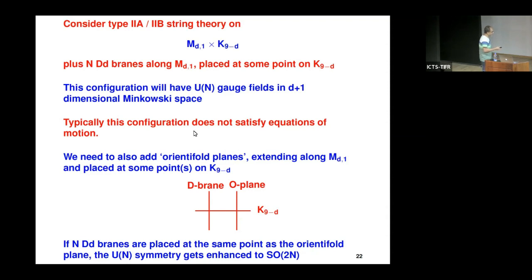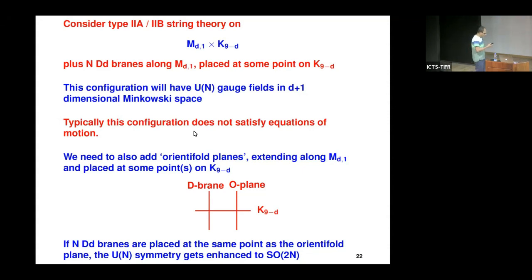So here is a pictorial representation. Imagine that we denote the compact space by the horizontal line, and our usual spacetime, the d plus 1 dimensional Minkowski spacetime, as a vertical line. So the D-branes extend along the vertical line, and they are placed at some particular point along the compact space. So this configuration will have some U(N) gauge fields in d plus 1 dimensional Minkowski space. And from the low energy viewpoint, they will appear as a U(N) gauge theory.